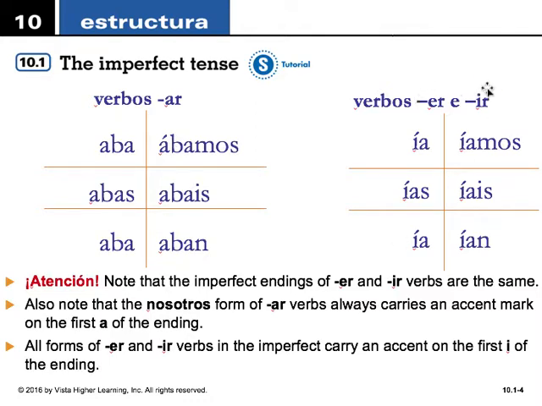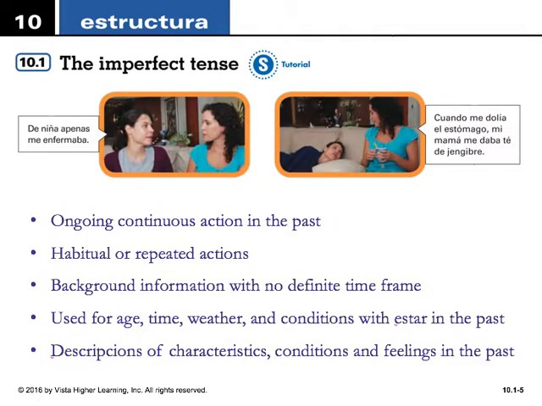And los verbos ER, IR are ía, ías, ía, íamos, íais, ían. All of these forms carry a written accent mark on the i, no? The first i, ía, ías, ía. And also notice that the yo form and the usted, él, ella forms of both of these are identical. So therefore it's necessary to pay attention to the subject and maybe repeat the subject in the sentence. Like yo trabajaba, él trabajaba, just to note the difference, to clarify who you're talking about.